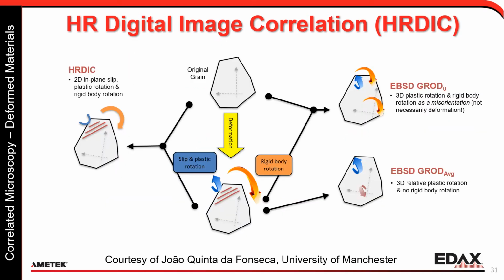And that distinction is actually important. This slide from Professor Fonseca, University of Manchester, I find quite helpful. You see on the left the HRDIC and what we see there versus what we see with EBSD. Both of those contribute to the full picture of what's happening within our material, or within the specific grain that we're looking at. And so it's very helpful.